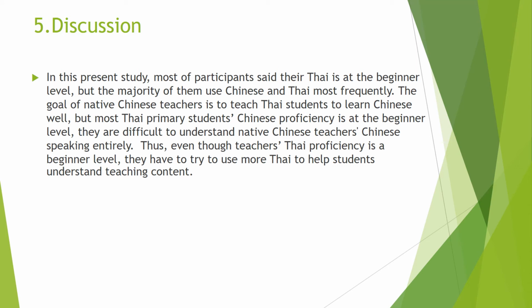Here we go, the discussion part. In this present study, most participants say their Thai is at the beginner level, but the majority of them used Chinese and Thai most frequently. The goal of native Chinese teachers is to teach Thai students to learn Chinese well, but most Thai primary students' Chinese proficiency is at the beginner level.